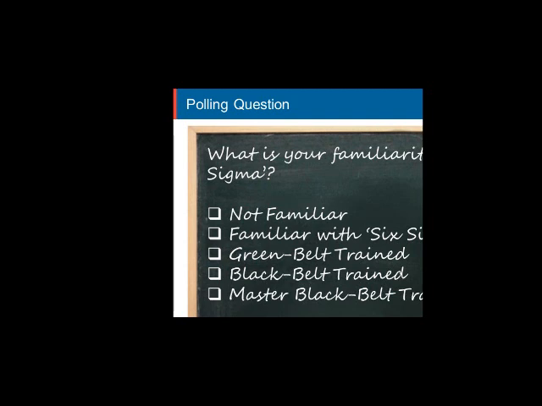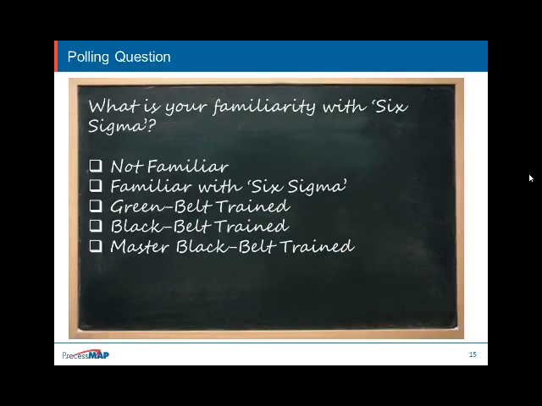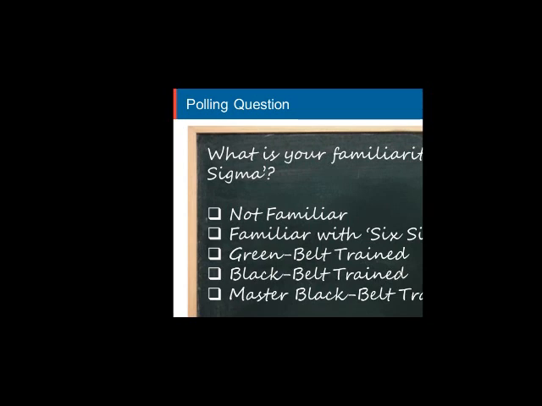All right, we're going to wait a couple more seconds here, make sure everybody gets a chance to vote. And just a couple more seconds. If you didn't get a chance to vote yet or to tell us what your educational background is with Six Sigma, please do so. All right, we're going to go ahead and close the poll, and we're going to share the results with everybody so you can see where everybody's at.